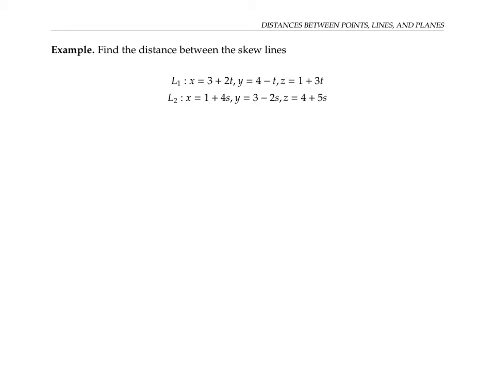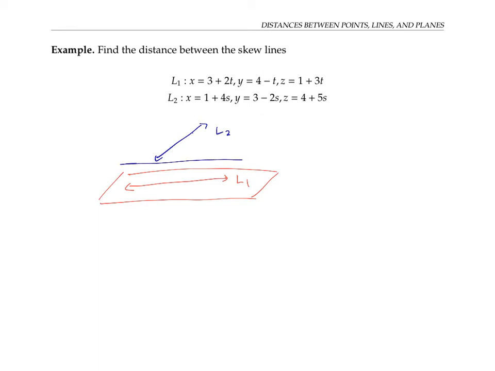So one of them, say L1, might be going like this. And then L2 might be going, say, into and out of the page like this. It might be easier to imagine what's going on if I draw two parallel planes, one of which contains each line.